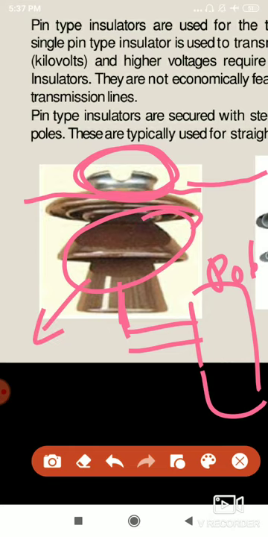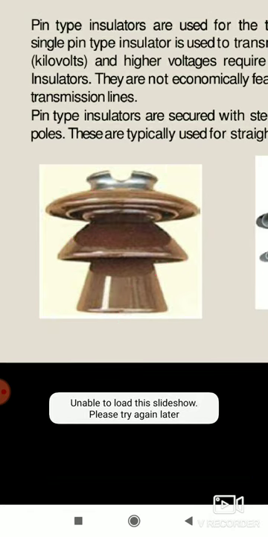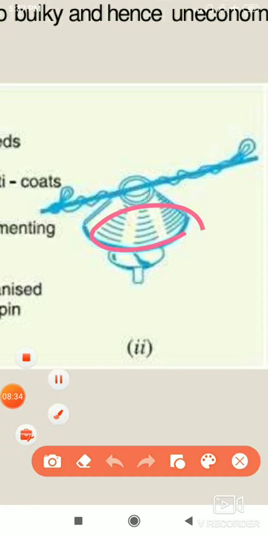I hope it's clear, right? Proper insulation. These are made up of porcelain layers, right? This is called a groove. Whatever the high voltage conductor, it can be passed through the groove itself. One more figure is there. This is a pin type insulator, and this is a pin which is connected to the cross arm and which is connected to the poles.